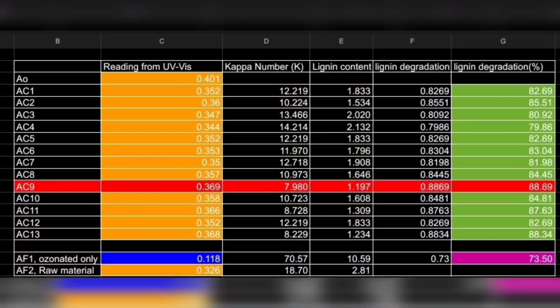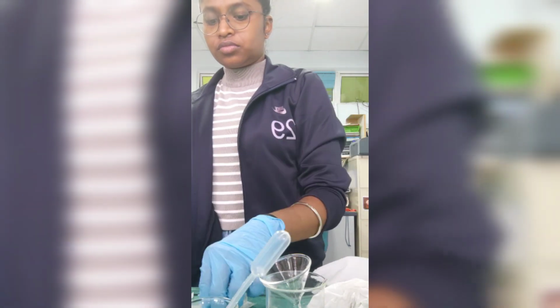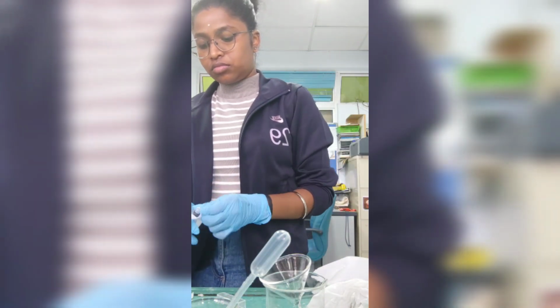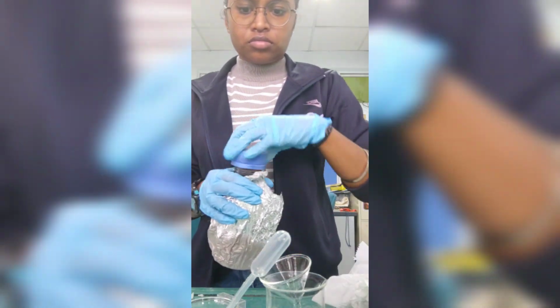As we can see, AC9's UV-Vis reading is 0.369 and the kappa number obtained is 7.980, which is the subtracted value, and lignin content obtained is 1.197, lignin degradation is 0.8869, and the lignin degradation is 88.69%. I was able to complete my project with one response variable, which is the percentage of lignin degradation.